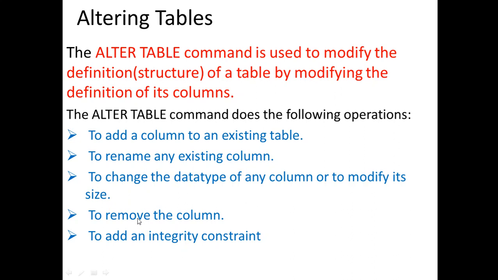The next task for the alter table command is to remove a column. As you can add a column, you can delete a column also from the existing table. And at last, to add an integrity constraint. If you did not create the primary key at the time of creating the table, later on you can add the primary key into the table, and that can also be done with the help of the alter table command.